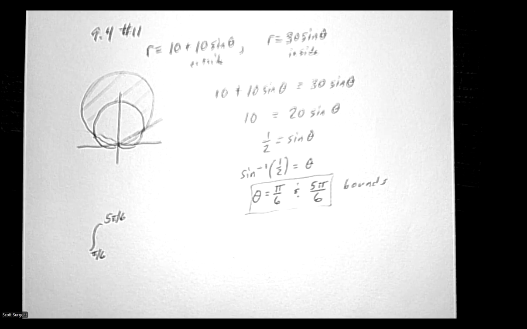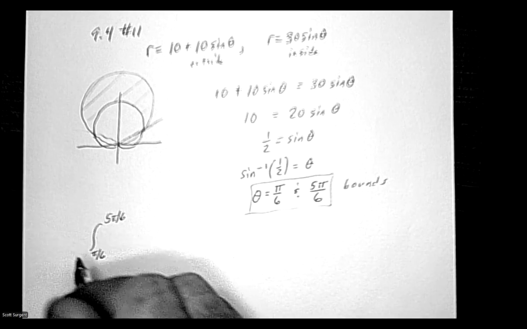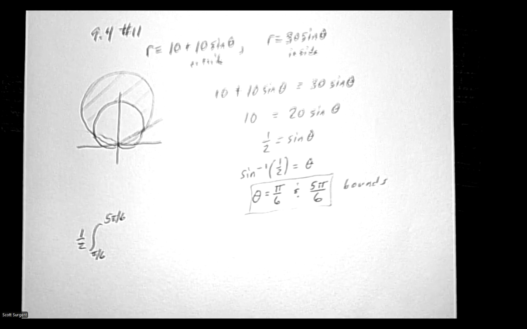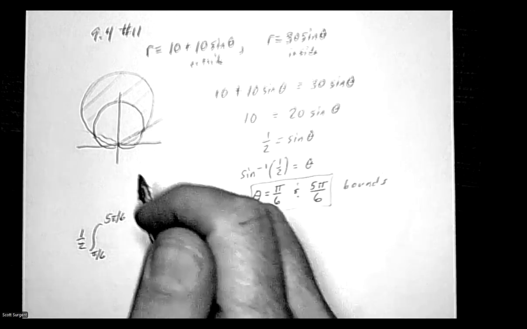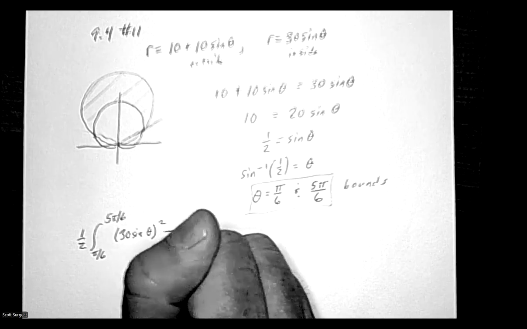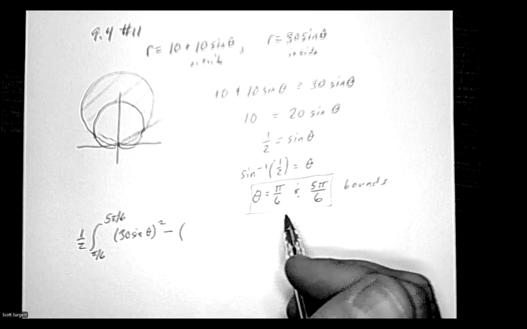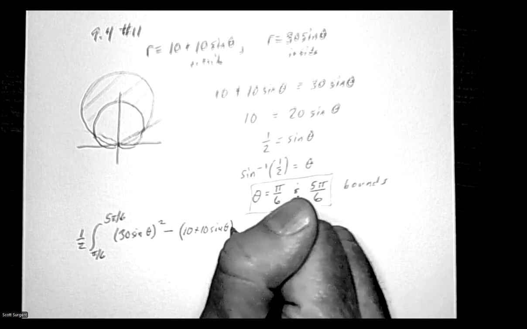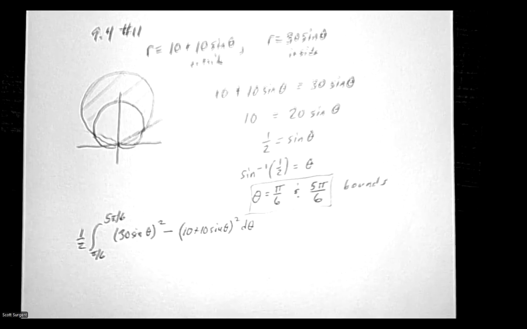As far as setting it up goes, I'll just go ahead with the setup. The general form for area within a polar function is the 1/2 on the outside, and then you square the function on the inside. So we would want to square the bigger function, which is the 30 sine theta quantity squared, and then subtract off the smaller one, which is the 10 plus 10 sine theta quantity squared, d theta.